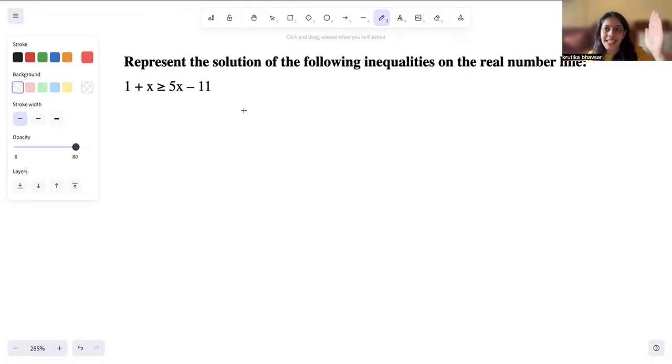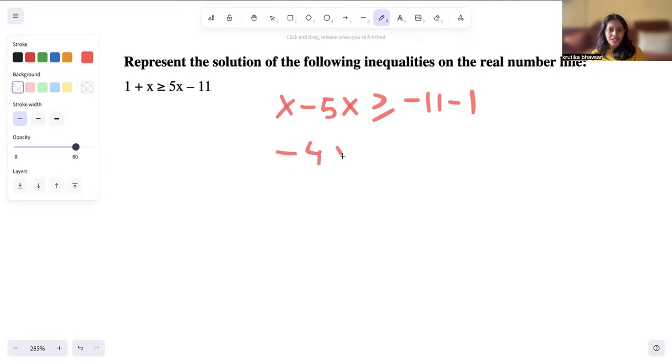We take like terms on one side of the inequality and the numbers on another side. So constants and variables on the opposite sides of the inequality. Always remember. Okay, let us do that. What is this going to be? x minus 5x is greater than or equal to minus 11 minus 1. Okay, I hope by this time all of you already know how to do it. And if not, I would suggest you go and watch my previous video, that is lecture 2, and then jump on to this video. Okay, so you have here minus 4x, which is greater than or equal to minus 12.